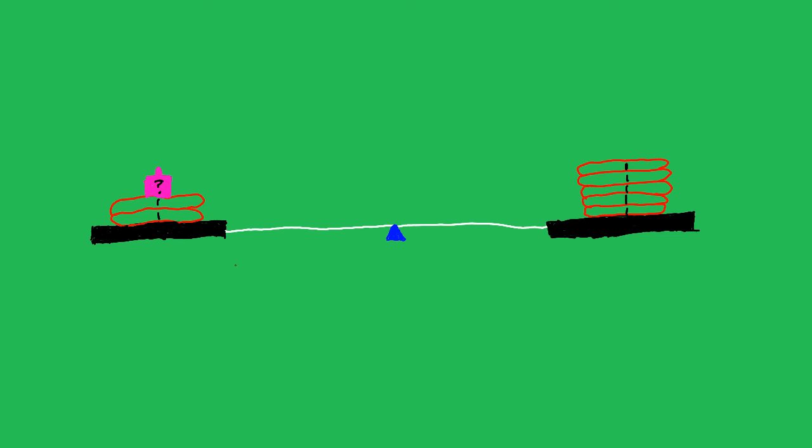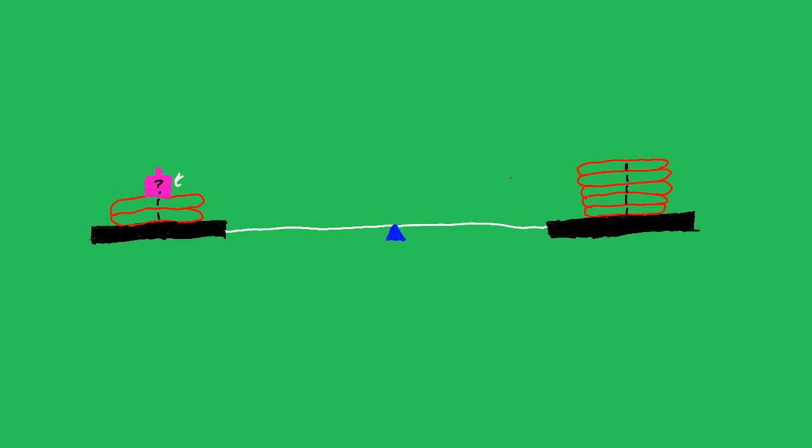Alright, so suppose you have weights on a balance. Each disc weighs 1 pound, and they're represented here in red. So we have two discs and an unknown weight on one side, and this unknown weight is just an object that we don't know the weight of, and 5 discs on the other side, and the scale is balanced.